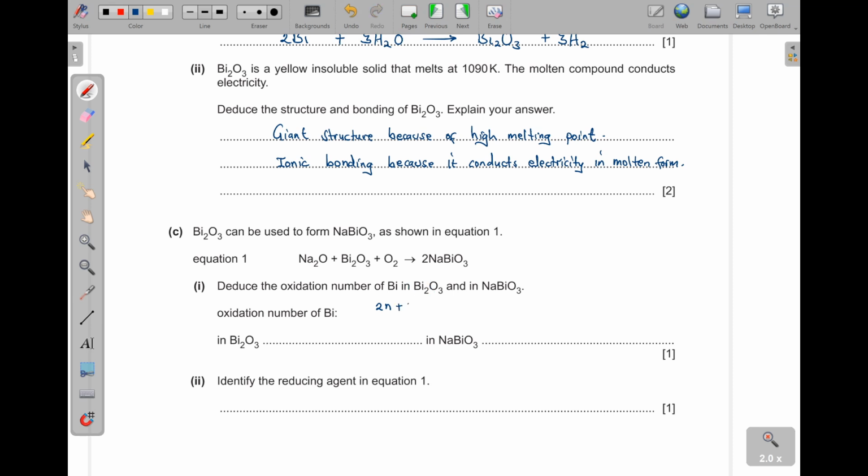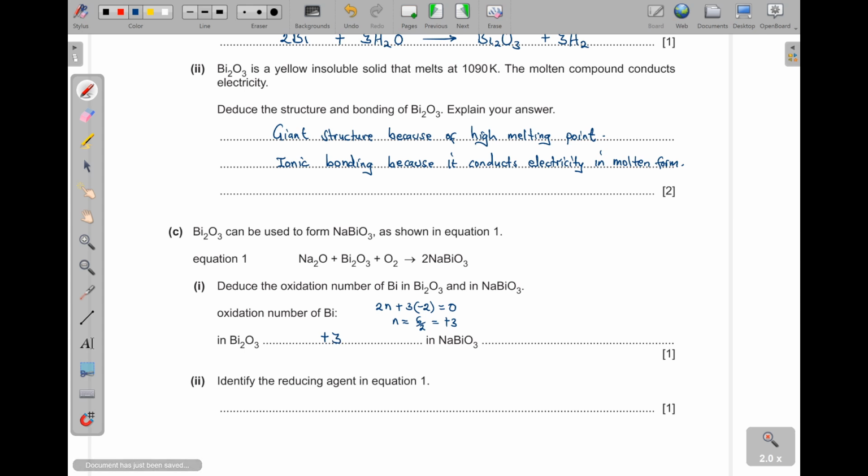And then oxygens are 3 of them, but the oxidation number of oxygen is -2. Then this one will be equal to 0 because there is no overall charge. So meaning 2N is going to be equal to, this is -6. So when it crosses, it becomes +6. And then we divide by 2. So this one is going to be +3. That means here we'll put +3.